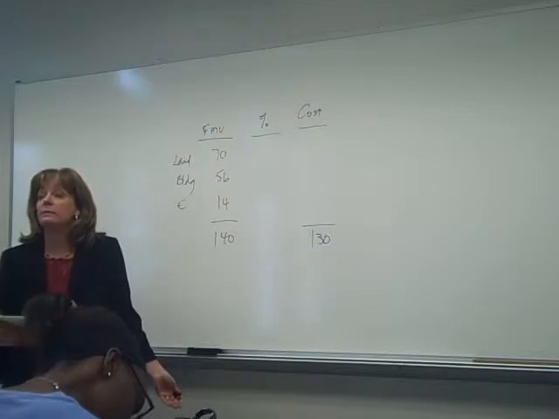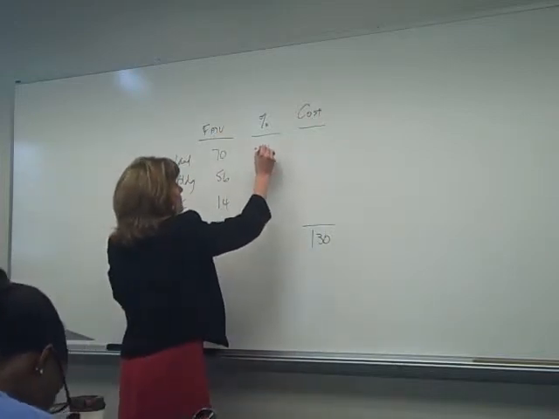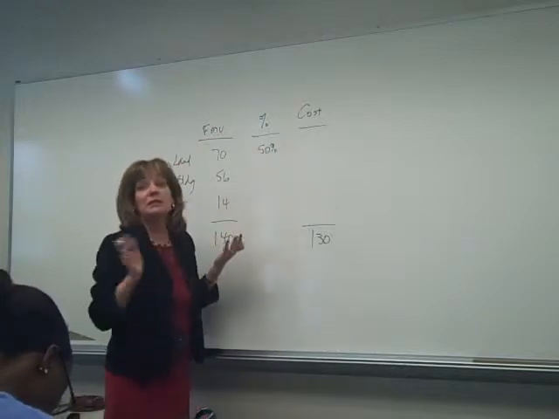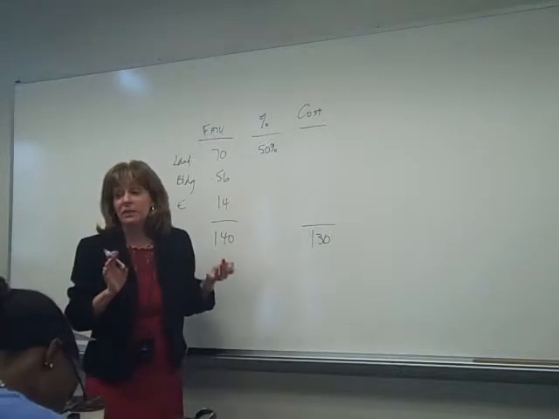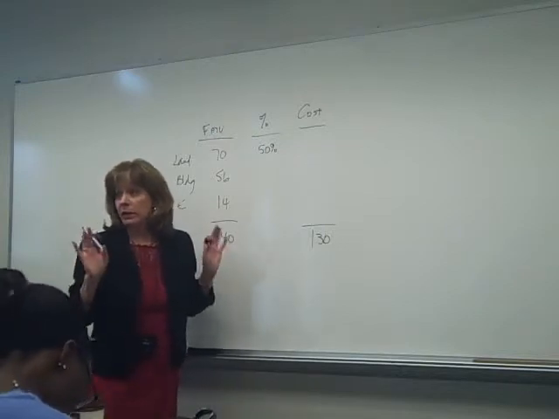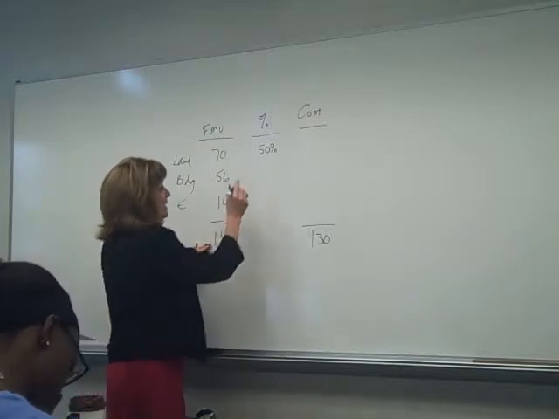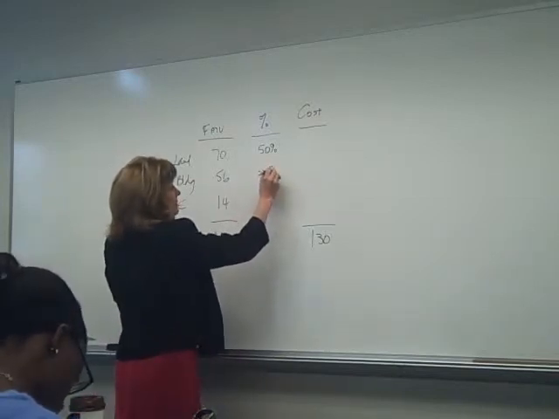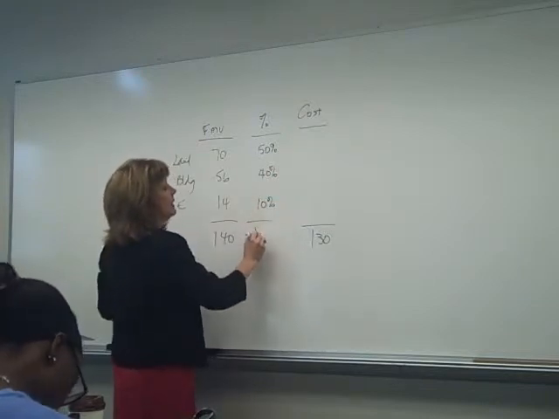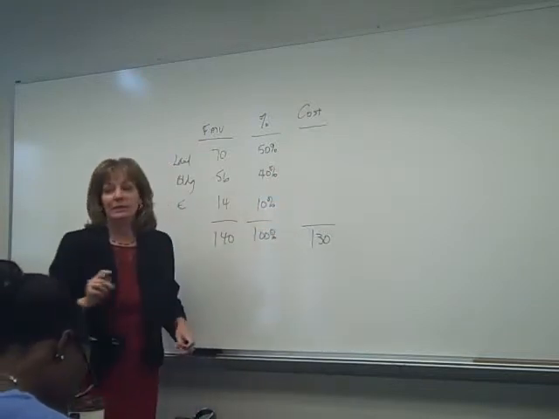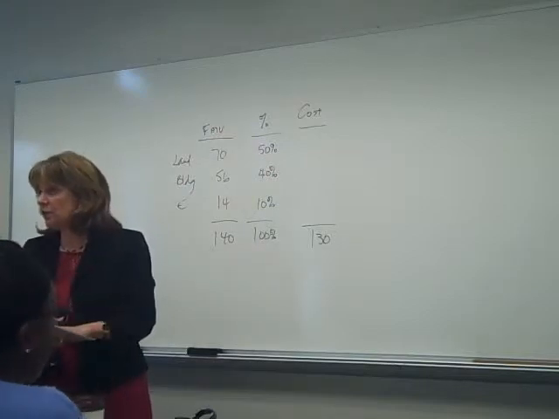It wouldn't balance. But 70 divided by 140, I can do that. 50%, right? I'm doing it in percentages this time instead of fractions. You can do it either way. Half, 70 over 140, whatever you like. 56 divided by 140 is 40%, and 14 divided by 140 is 10%. And when I add them up, lo and behold, I did my math right, and you've got 100%. So far, so good?